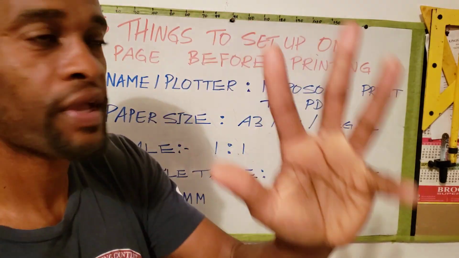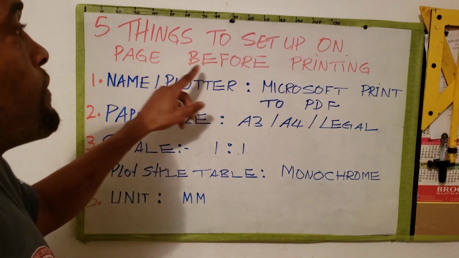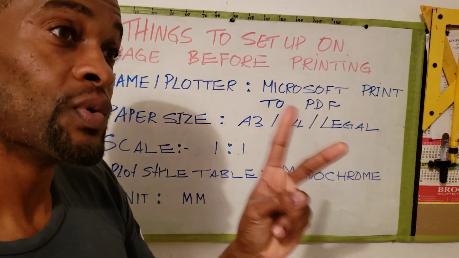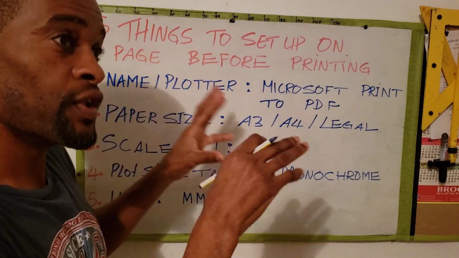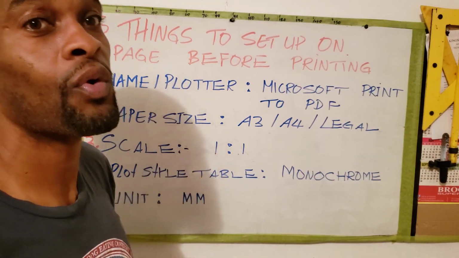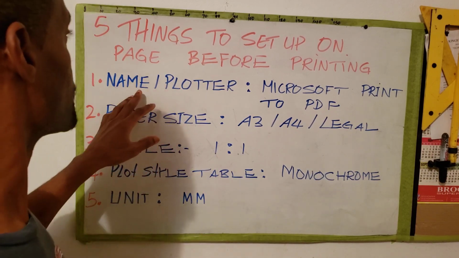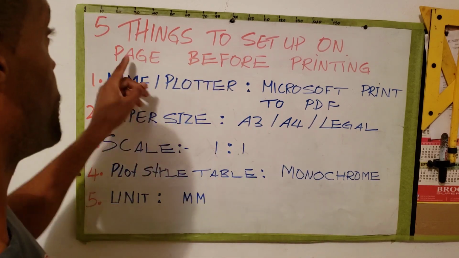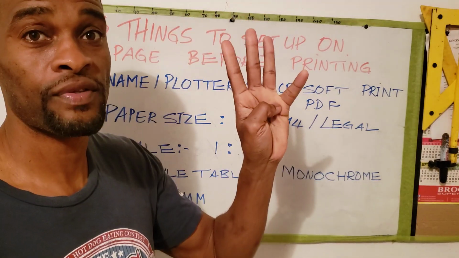In this video, I'll be showing you 5 things that you need to set up on your page before you progress to printing. This is basically a two-step process, right? You could set up these when you're setting up your drawing at the beginning, or you could do this at the end. So the first thing to do would be to open your page setup, right? That can be done 4 ways, right?